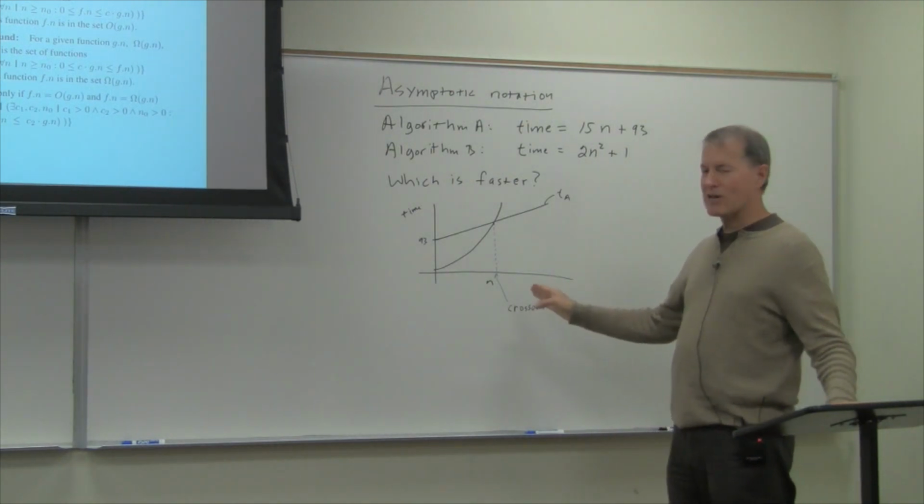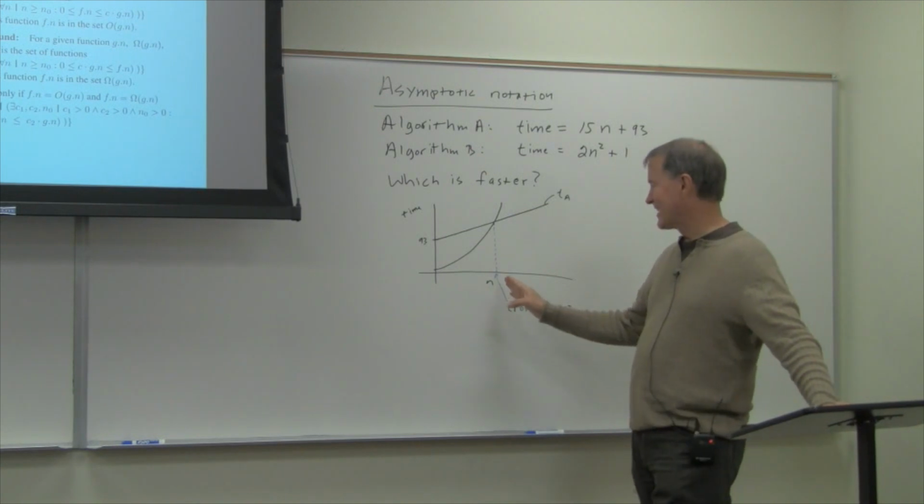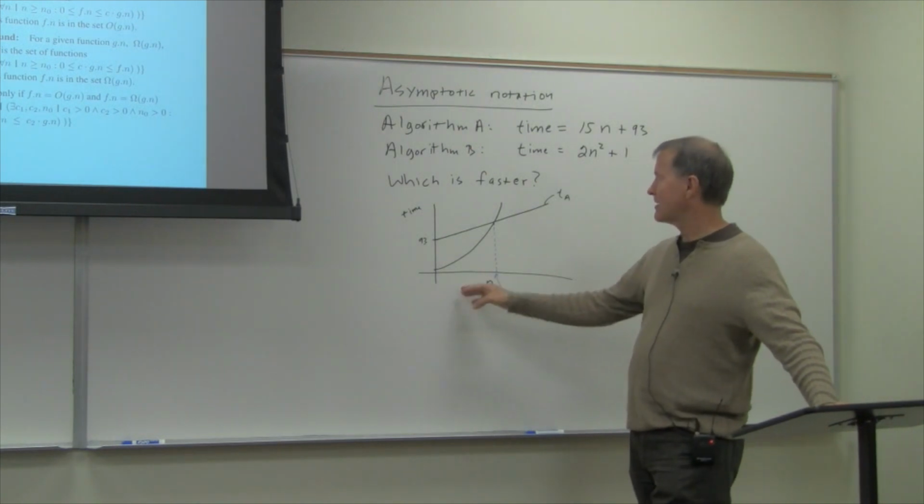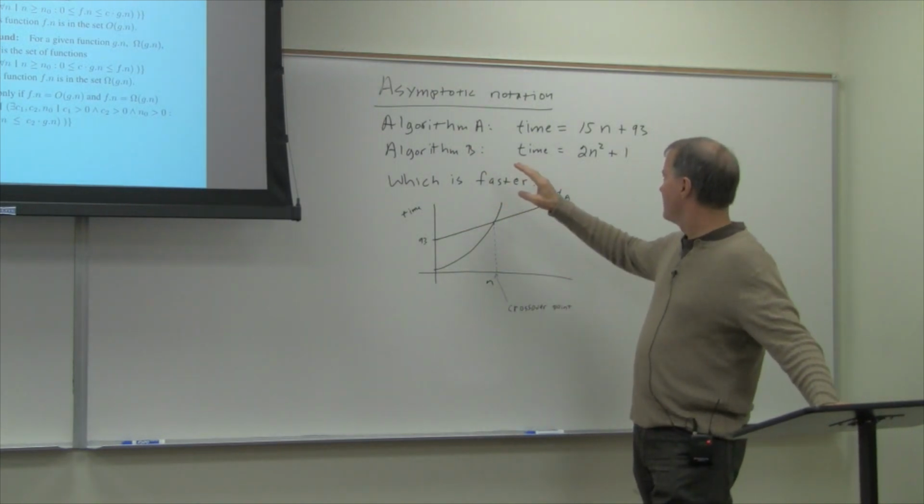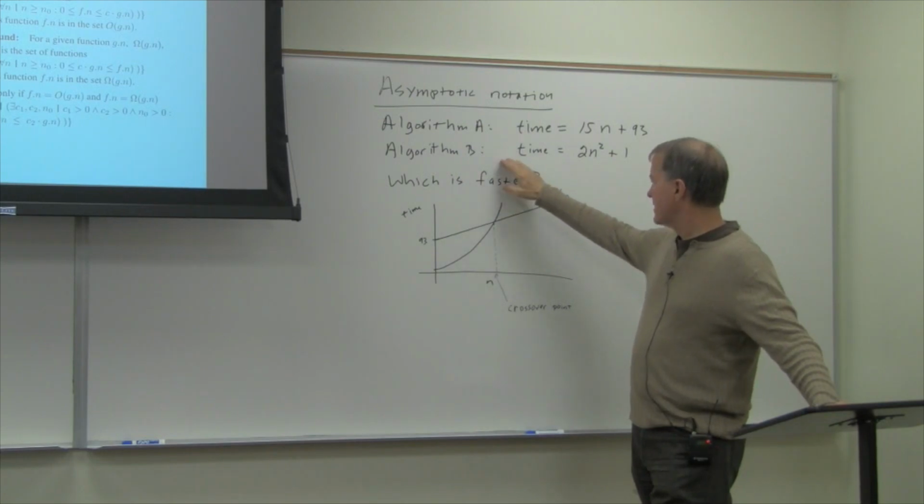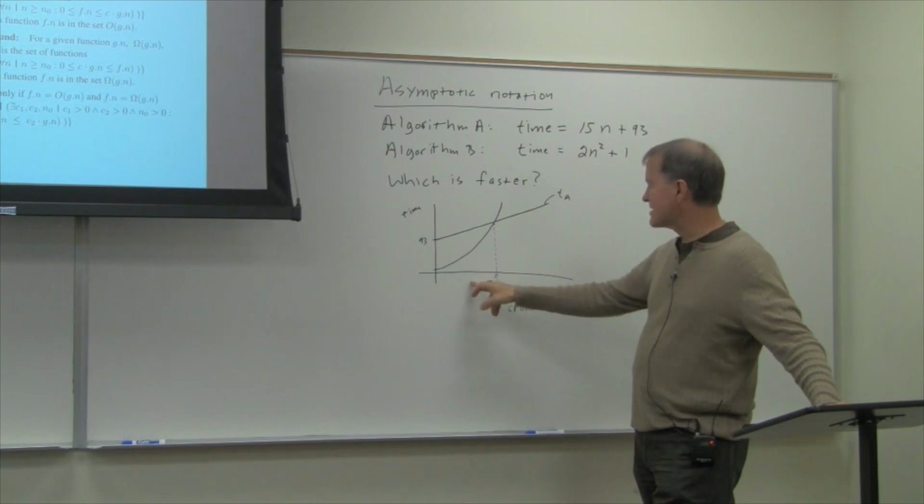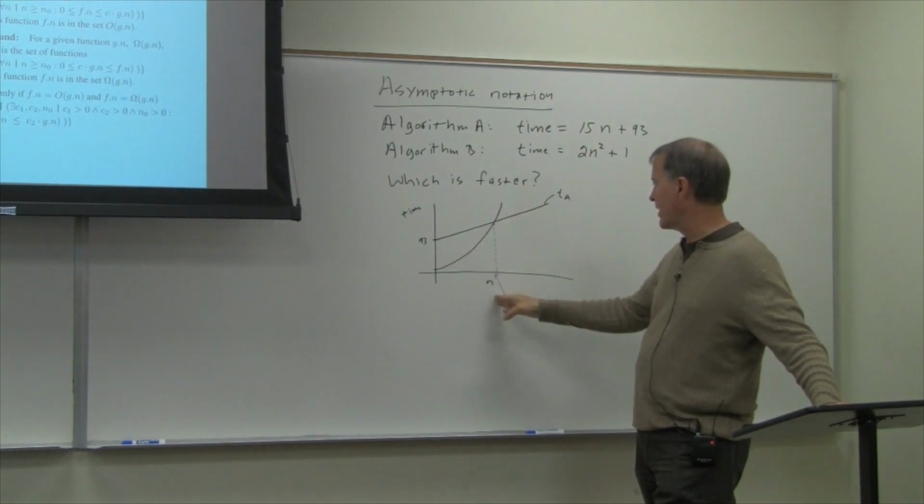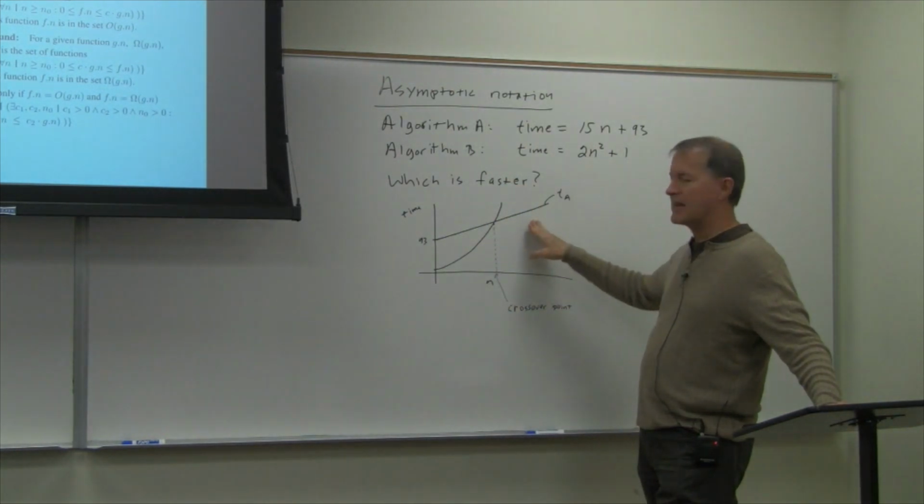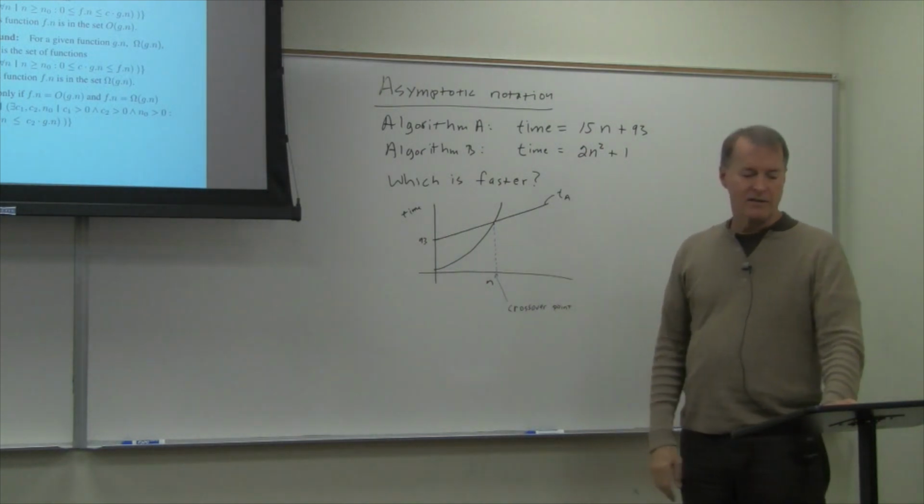The point of the crossover point is that less than the crossover point, algorithm B is better. So if n is less than the crossover point, B is better, but if n is greater than the crossover point, A is better. All right.